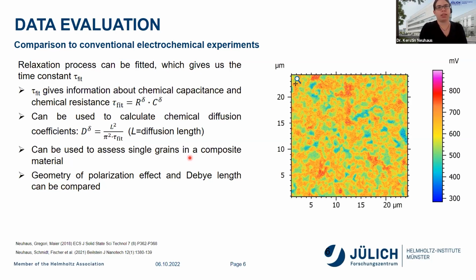The other nice thing, which we showed very recently, is that we can actually assess single grains in a composite material. What you can see here is a composite material where ceria are the redder parts, and the bluer or greener parts are an electron conductive spinel material. This composite is used in a membrane reactor for partial oxidation reactions. So it is very nice to know that we can really measure diffusion coefficients on a single grain basis.